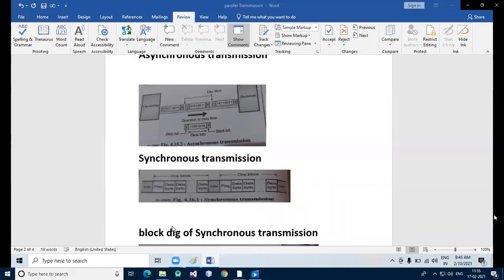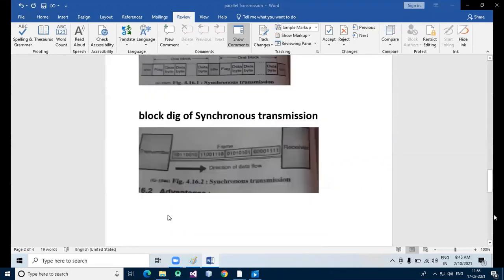So the flag is used here to identify the beginning of the block. In synchronous transmission, the bit stream to be transmitted is combined into long frames. A frame will contain more than one byte. There is no gap between successive frames. The receiver separates the bit stream into bytes for the purpose of decoding. The start and stop bits are not used. Instead, bits are transmitted serially one after the other. The grouping of these bits is the responsibility of the receiver.